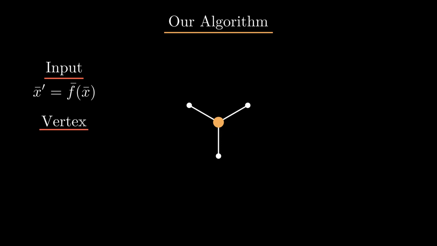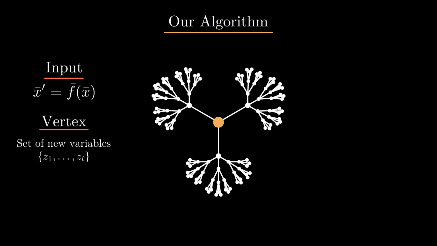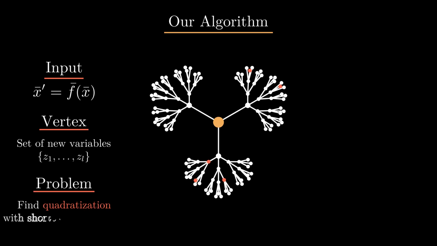In general, each vertex contains a set of new variables z. And by repeating the described process, we can eventually find a vertex containing a monomial quadratization of the input system. In the picture, we mark quadratizations as red vertices. Now, we can reformulate the problem of finding an optimal monomial quadratization as a problem of finding a red vertex with the shortest distance to the root.